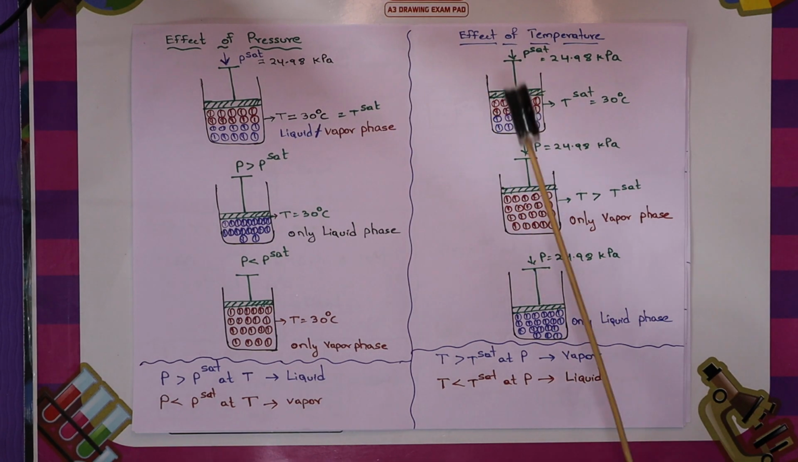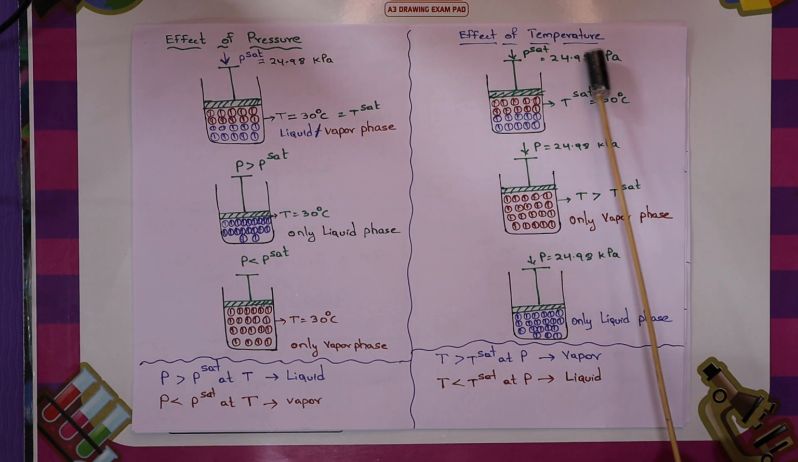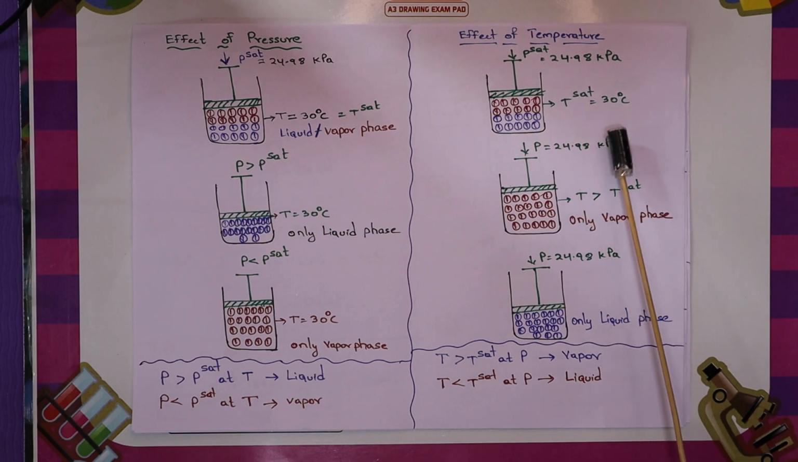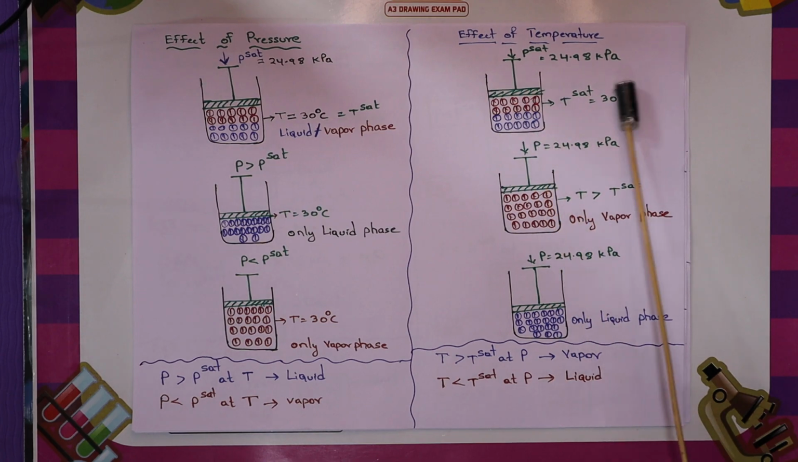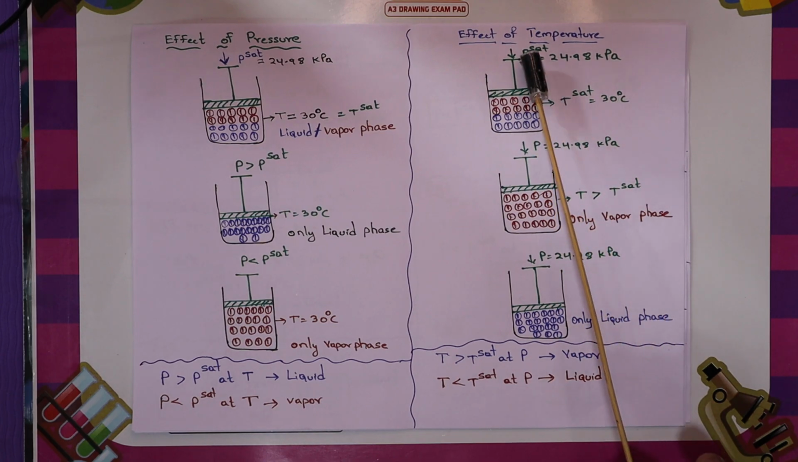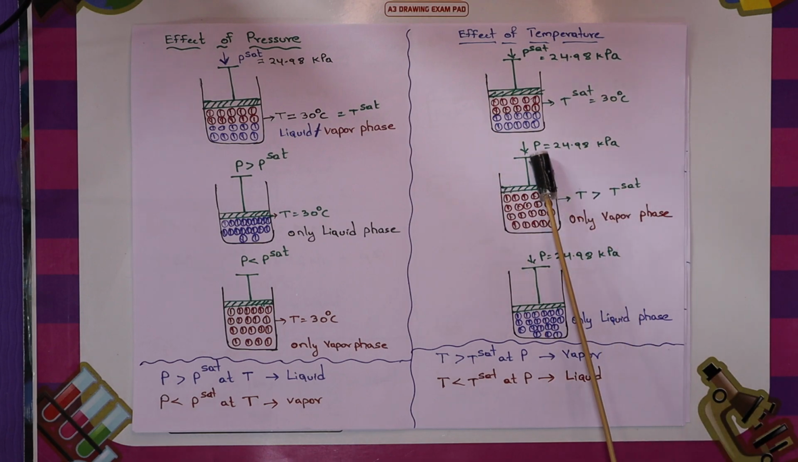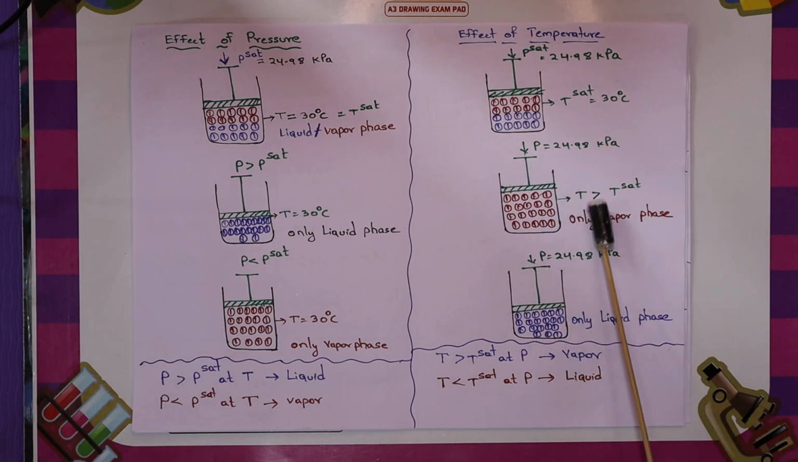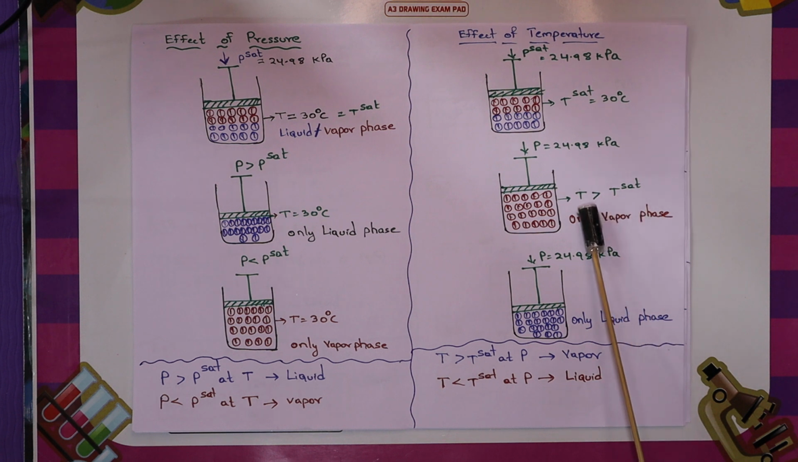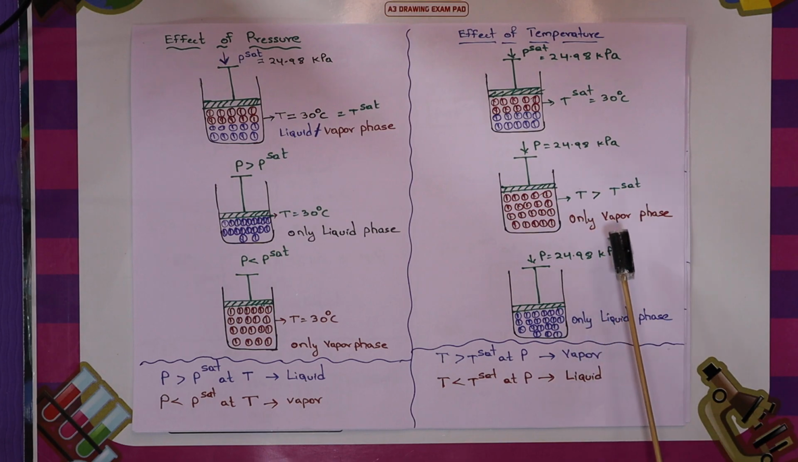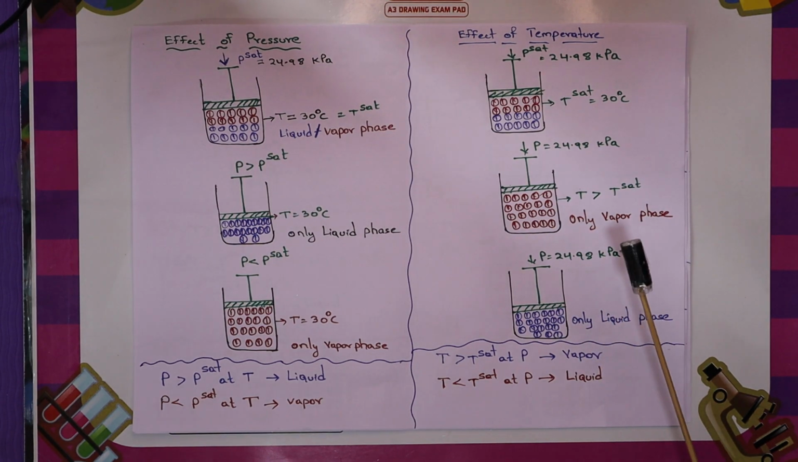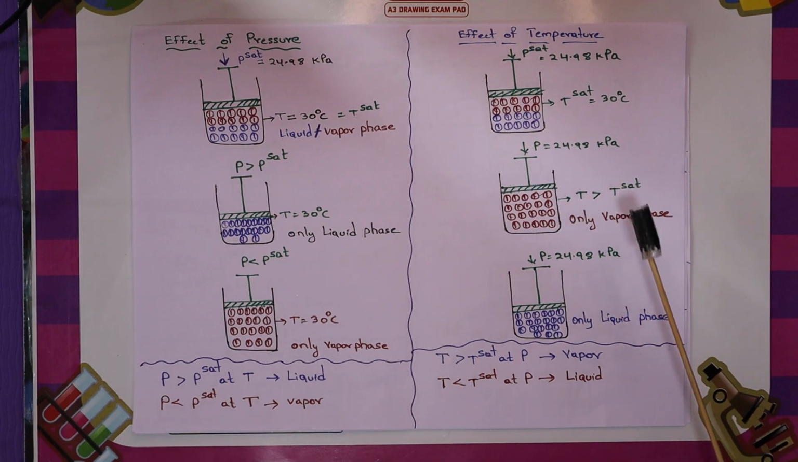Similarly, let us see the effect of temperature now. Let us keep the pressure at 24.98 kilopascal and change the temperature. Earlier, the saturation conditions were temperature 30 and pressure 24.98. I am keeping the pressure constant and raising the temperature, greater than the saturation temperature. Now all the molecules of n-hexane will become vapor, because the temperature is higher than the saturation temperature at this pressure. Now if we lower the temperature, it is the vice versa.